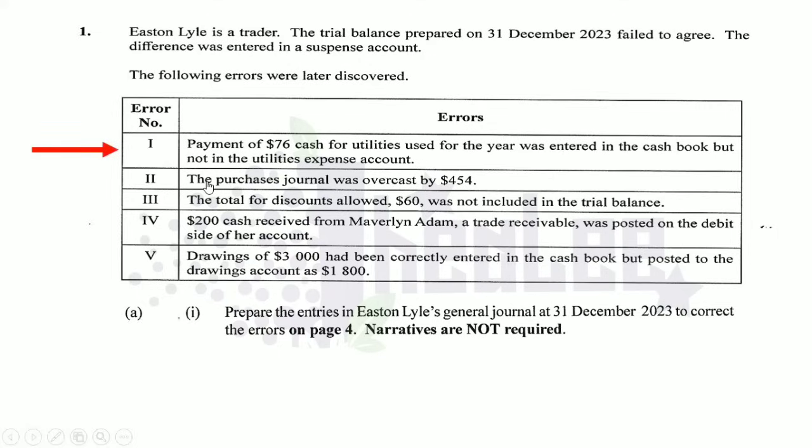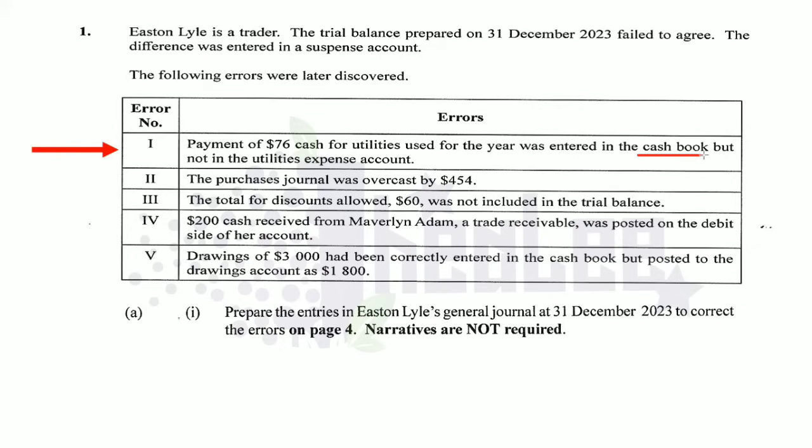payment of $76 cash for utilities used for the year was entered in the cash book, but not in the utilities expense account. So what we're seeing is that utilities was paid for by the business and they would have used cash to make that payment. What are the 2 items affected by that transaction? Yes, once you pay the utilities, that's an increase in the expense and you're to debit. And the cash that is used to make that payment, which is a reduction in the asset, you are to credit.